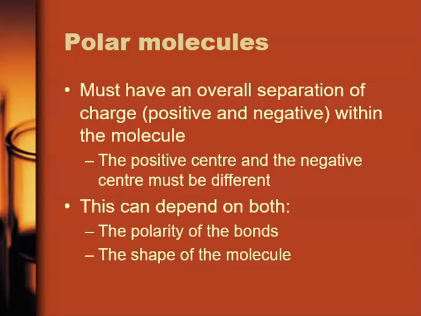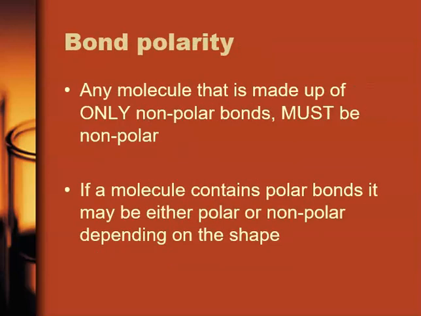So the two things we need to think of are: are the bonds polar, and are they all of the same polarity? And what is the shape of the molecule? Okay, so first off, bond polarity. If you have a molecule that is only made of non-polar bonds, ozone is a great example of that, where you've got three oxygen atoms all joined together. All the bonds between oxygen atoms are going to be non-polar. Therefore, the molecule must be non-polar.